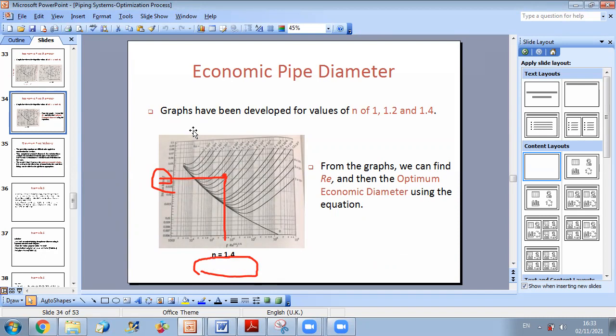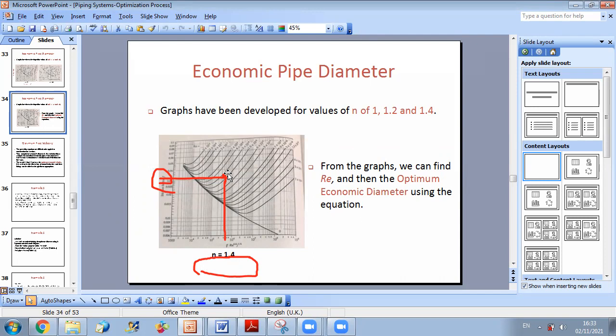So of course, if I give you a problem, I will select n as one of these three. I will not give you an n different from these, because in that case you will not have the chart. And from the graphs, we can find Reynolds and then the optimum economic diameter.